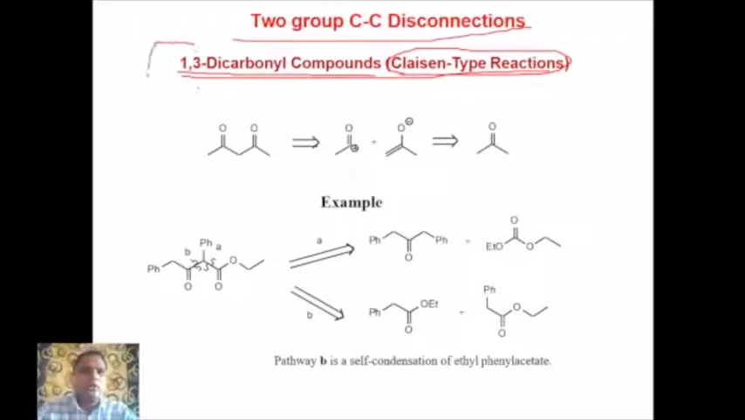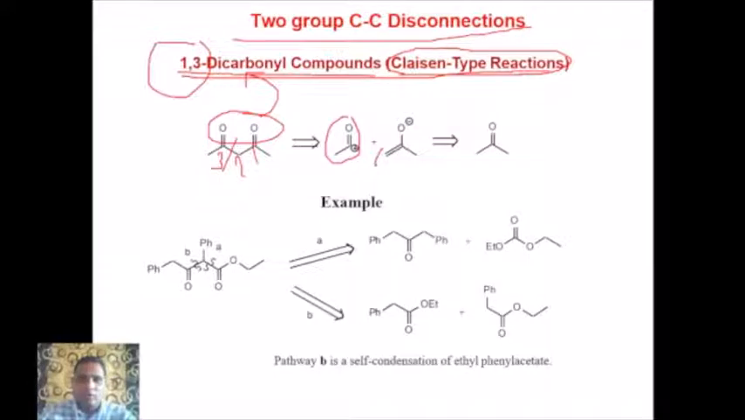Now 1,3 dicarbonyl. You see 1, 2, and this is 3. So the first and third positions are occupied by carbonyls, and it comes under the 1,3 dicarbonyl compounds. So how can it be chosen to make into the synthons? Simple, we can break from this side. So we get the ketone on one side, and on the other side we can break. Already we have broken this one, so we already have the other one involved.